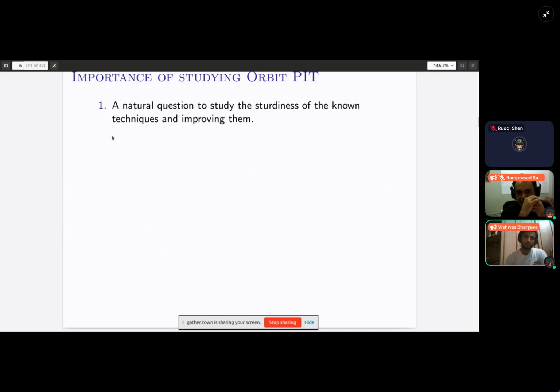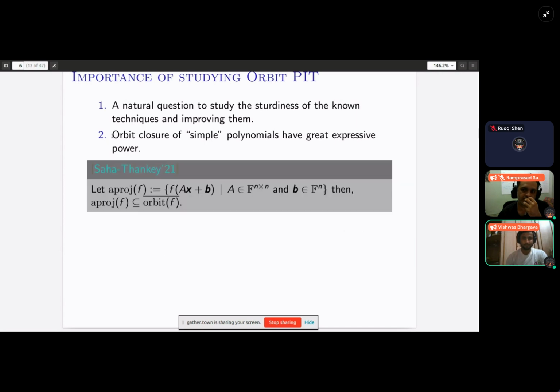So let me give a few pointers about the importance of studying orbits. The first one, I think, is just the natural question of checking the sturdiness of the approach and the techniques you already know and seeing if they can be applied to orbits in some way. The second is that orbits of simple polynomials have very great expressive power.